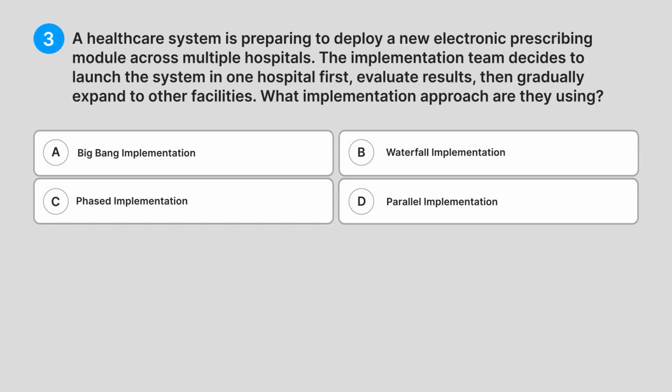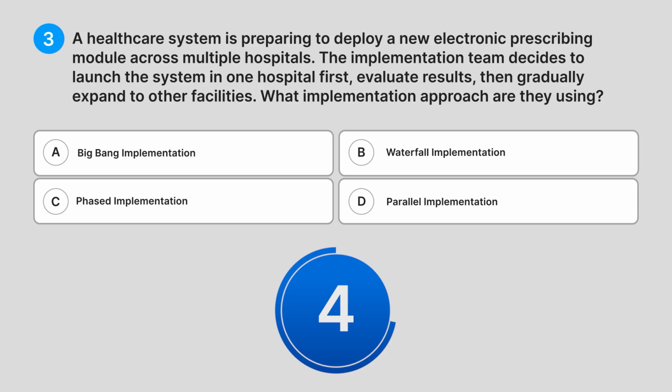3. A healthcare system is preparing to deploy a new electronic prescribing module across multiple hospitals. The implementation team decides to launch the system in one hospital first, evaluate results, then gradually expand to other facilities. What implementation approach are they using? A. Big Bang implementation. B. Waterfall implementation. C. Phased implementation. D. Parallel implementation. Can you guess the answer?